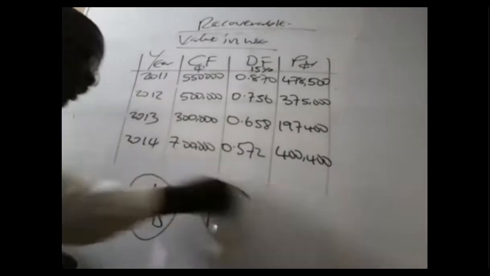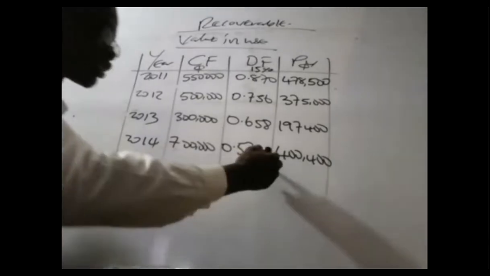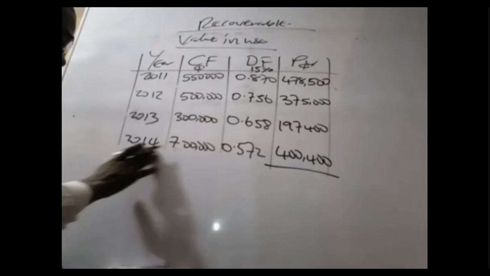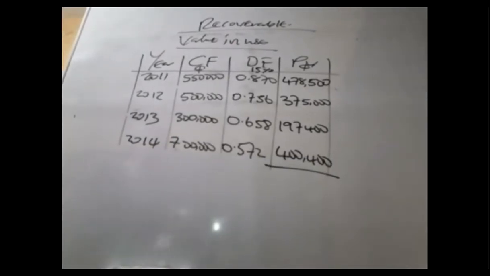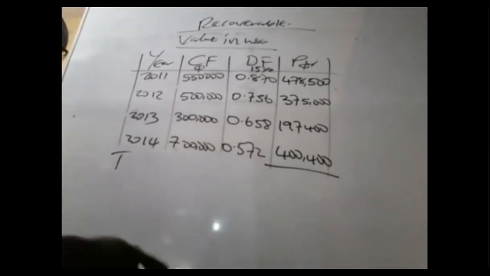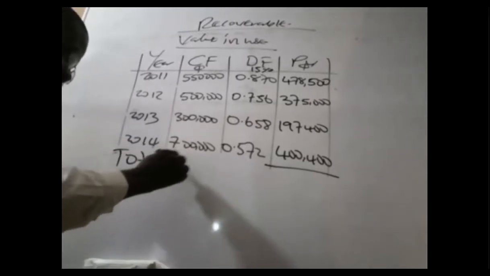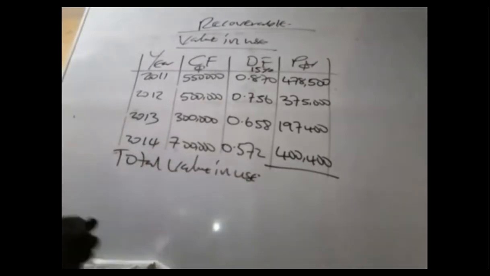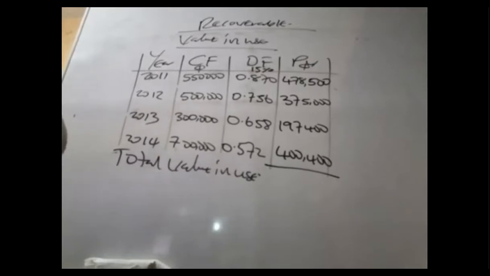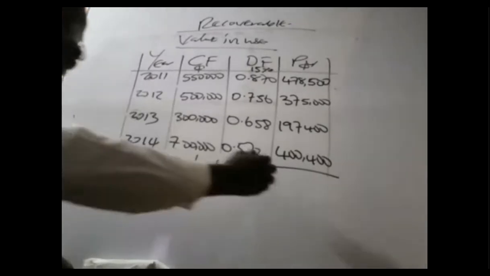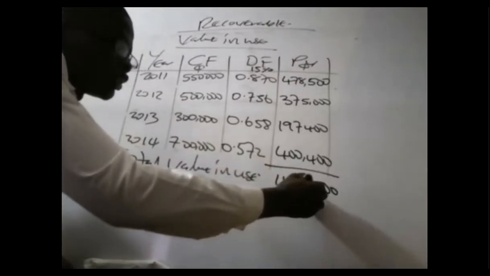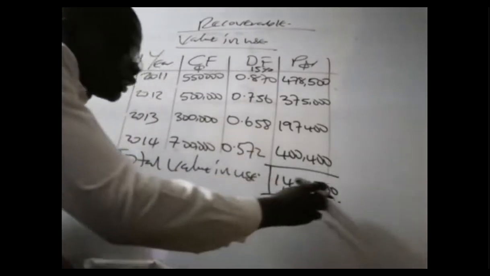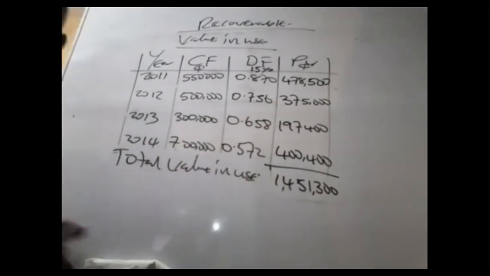Okay, so basically we need to sum them up to get the value in use for the company. Therefore, the value in use will be the total value in use. That should give us something like 1,451,300. Then you put that on that line. I hope you get that.